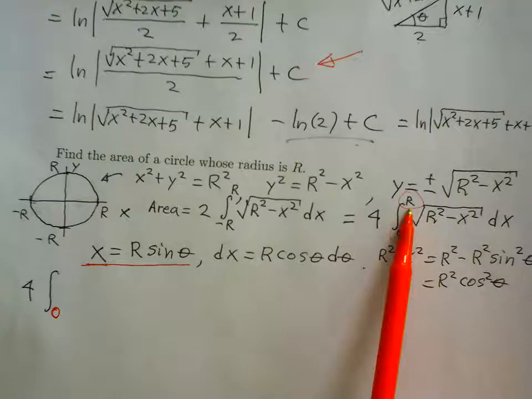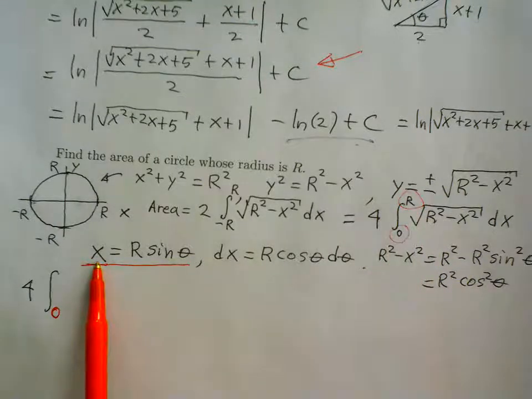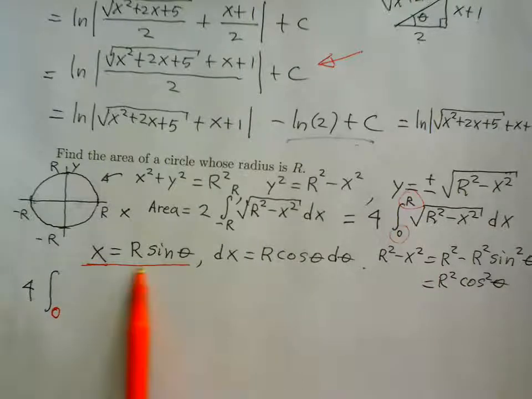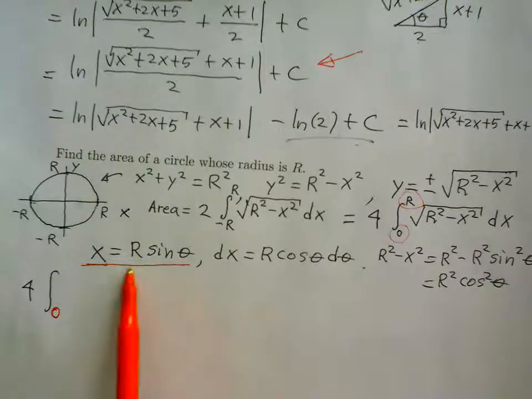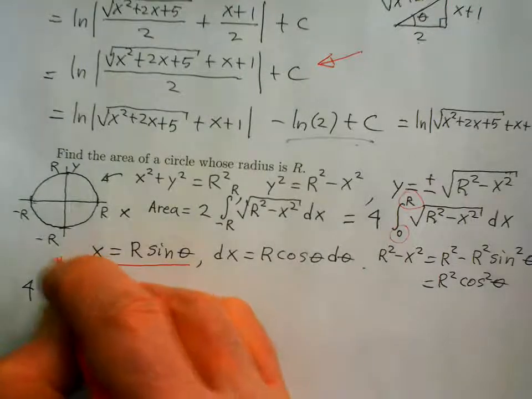The upper limit over here is x equals R. So in this equation, replace x with capital R. So if R equals R times sine of theta, divide both sides by R, we get 1 equals sine of theta. And what's the value of theta when sine of theta equals 1? Pi over 2. So the upper limit is theta equals pi over 2.